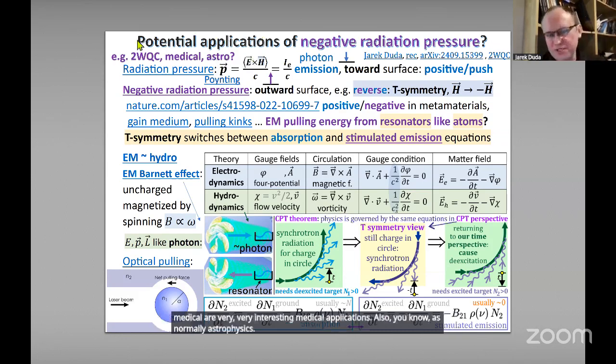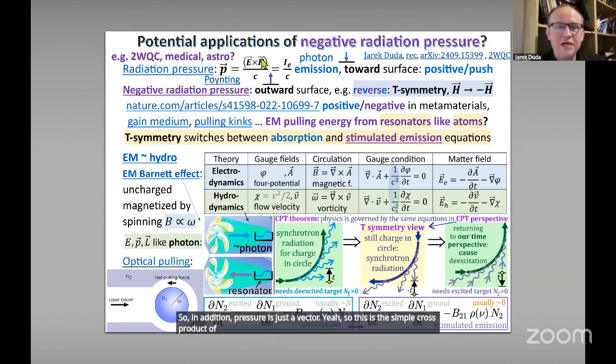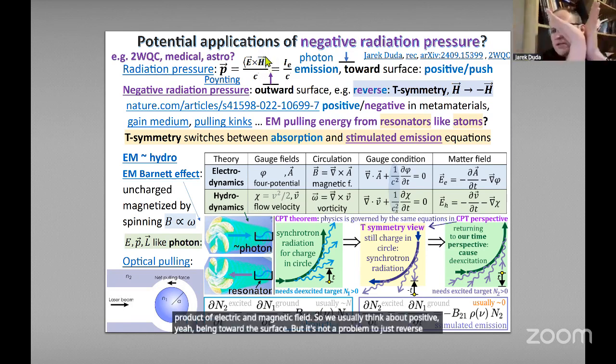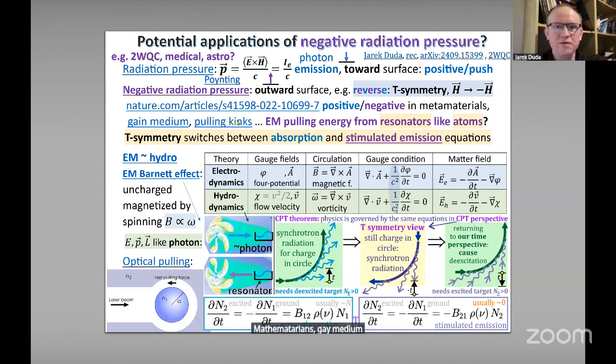So radiation pressure is just a vector, the simple cross product of electric and magnetic field. We usually think about positive, being toward the surface. But it's not a problem to just reverse this magnetic field and get negative, outward from the surface. Recently there are many articles trying to get negative radiation pressure in metamaterials, gain medium, kinks, in solitons. Here you would like to pull energy from excited resonators like atoms.